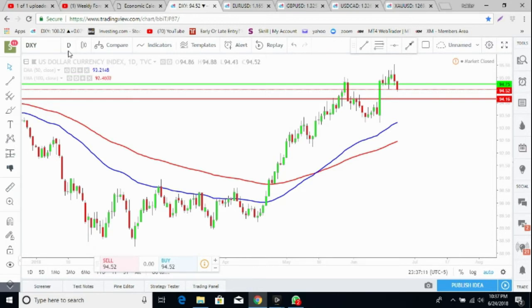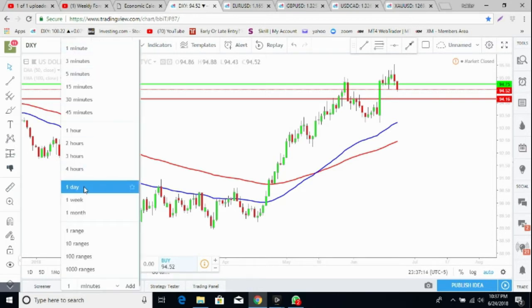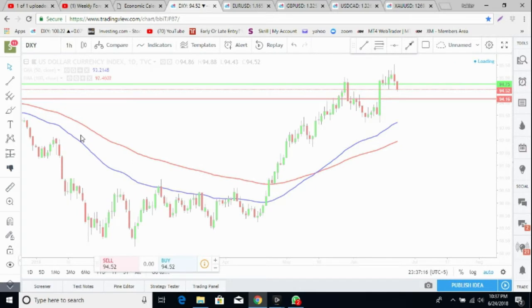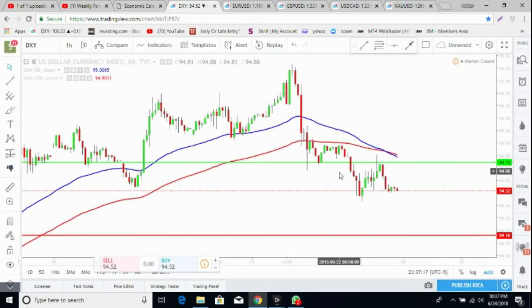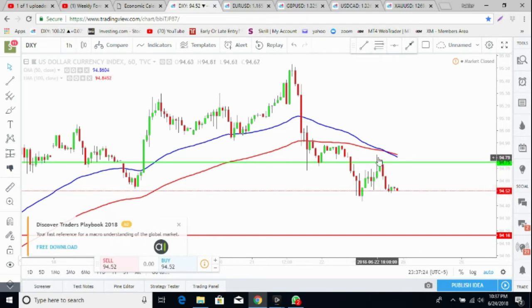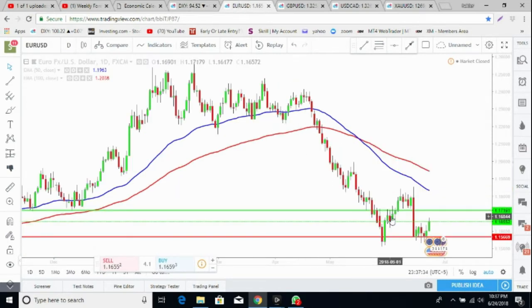If we check it on the 1 hour time frame, on that 1 hour time frame too, it looks like it's going down because it tried to go up, but the price got rejected here, and at the moment it's looking much weaker.